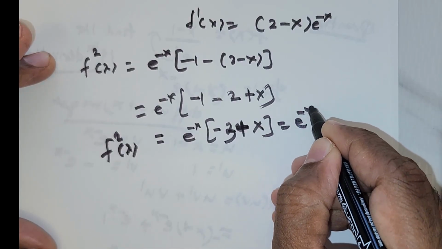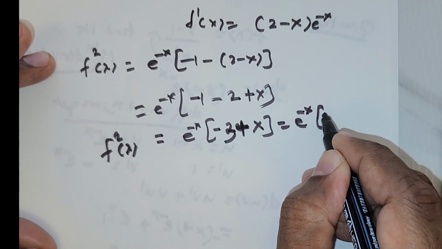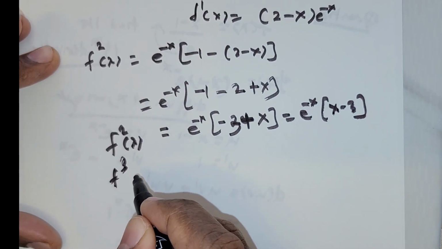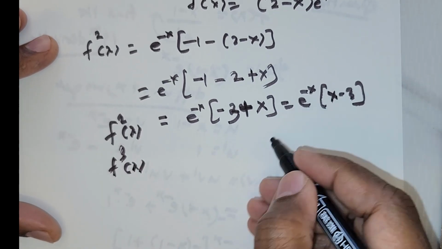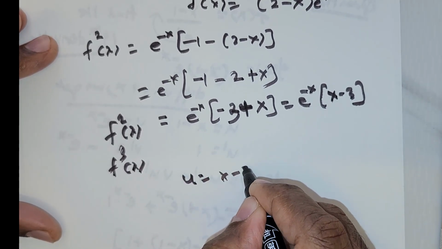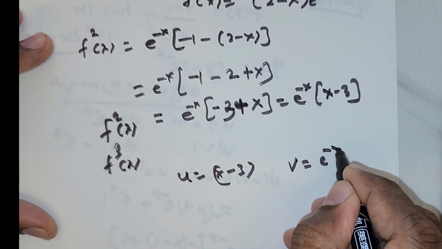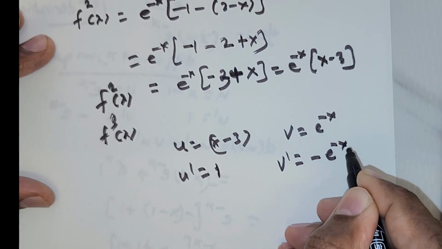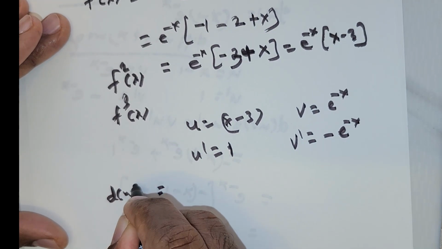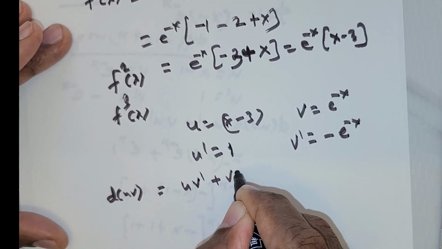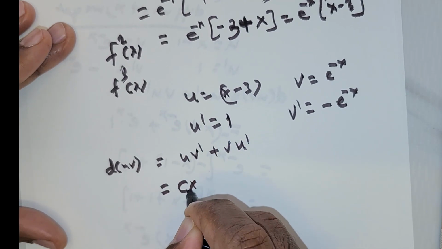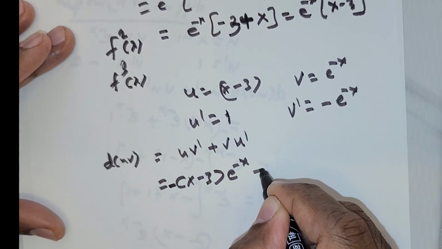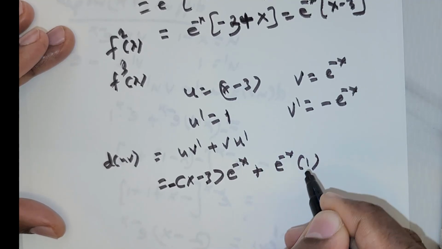So this can be further rewritten as e raised to the power of negative x times (x − 3). Okay, the third derivative, I'm going to take the third derivative. So u is equal to x − 3 and v is equal to e raised to the power of negative x. So u dash is equal to 1 and v dash is negative e raised to the power of negative x. So d of uv is u times v dash plus v times u dash. So my u is x − 3, my v dash is e raised to the power of negative x with a negative sign, followed by e raised to the power of negative x times u dash.